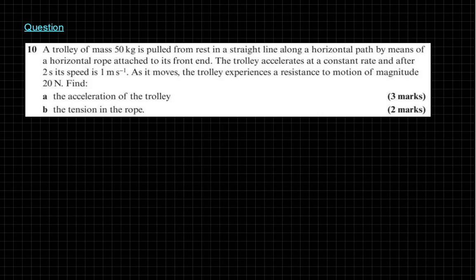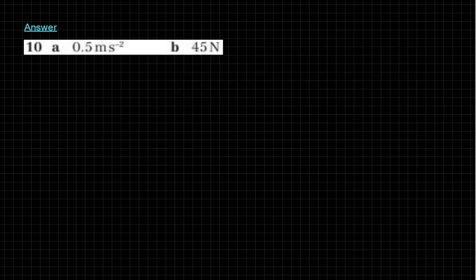Okay, and if you do want the hint, it would be to use the SUVAT equations for 10A. So just use your usual SUVAT to find the acceleration. You're not using F equals ma for part A, as far as I can tell, just SUVAT. Then you can use F equals ma for part B. Okay, so let's look at the answers. There we go, 0.5 meters per second squared, and the tension is 45 newtons.